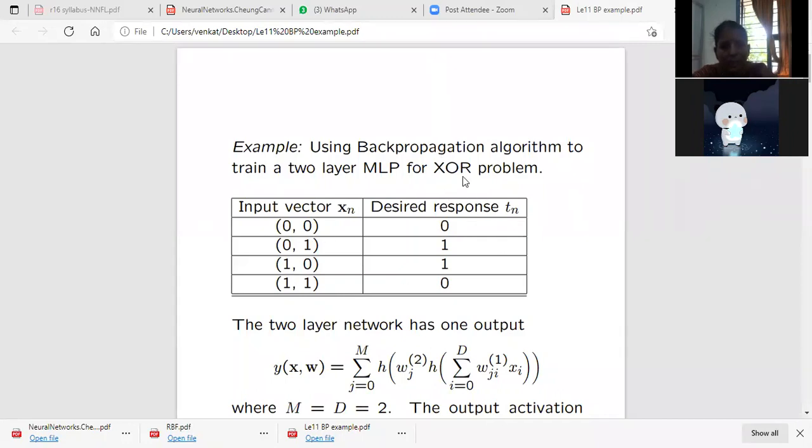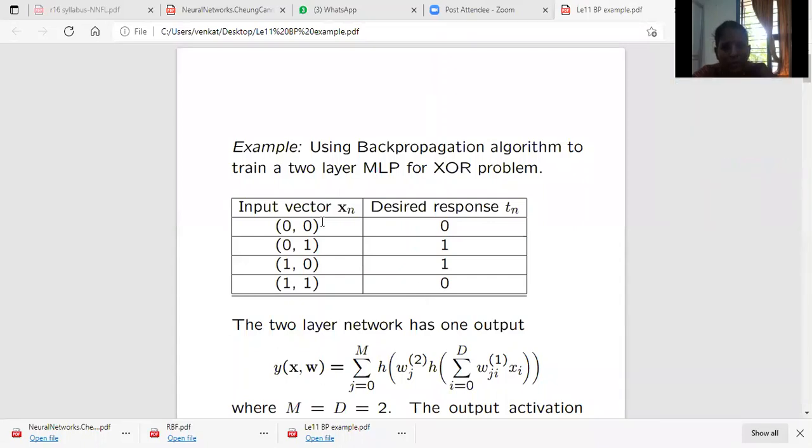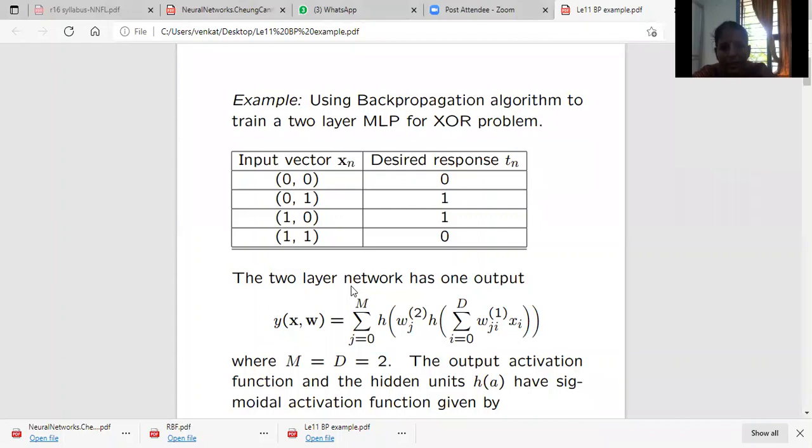Okay, this is the problem given to you. Please note it down, all of you. Your input vectors are given: 0,0; 0,1; 1,0; 1,1. And the desired response is 0, 1, 1, 0. Nothing but the truth table of an XOR gate. Here you are considering a two-layer network with one output.